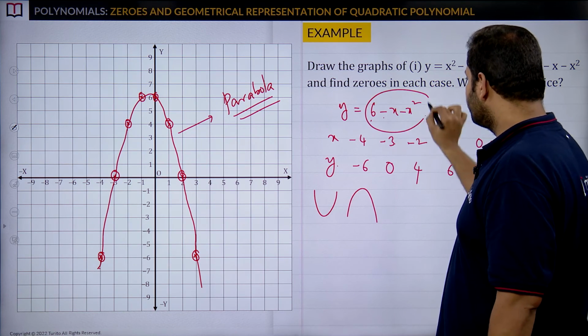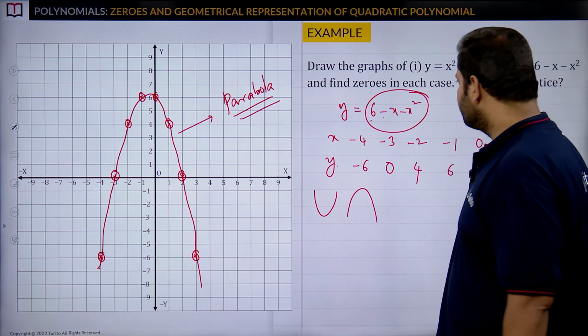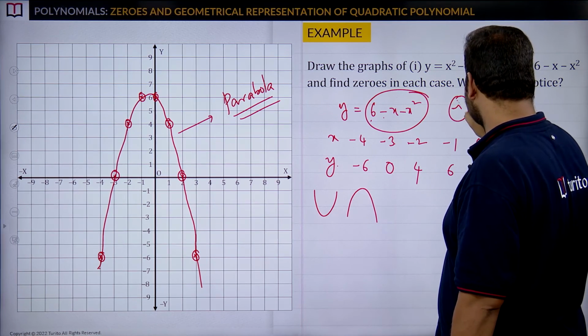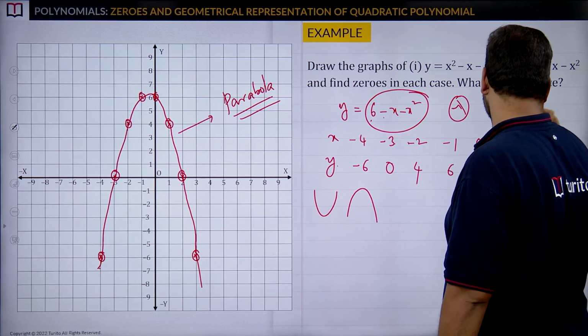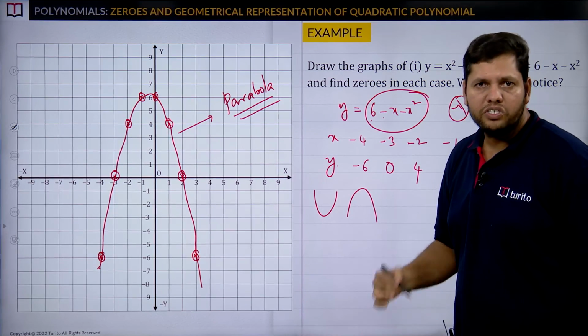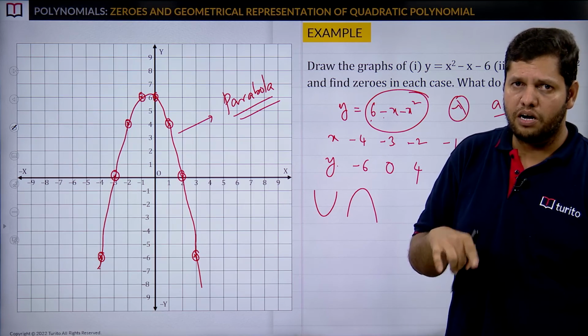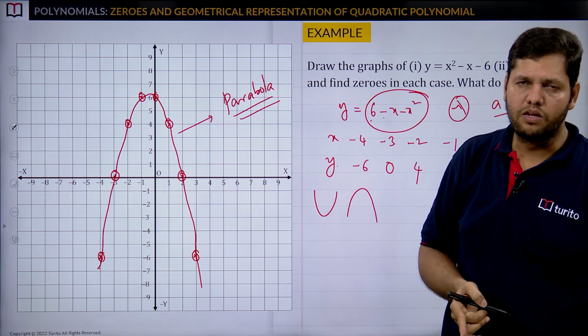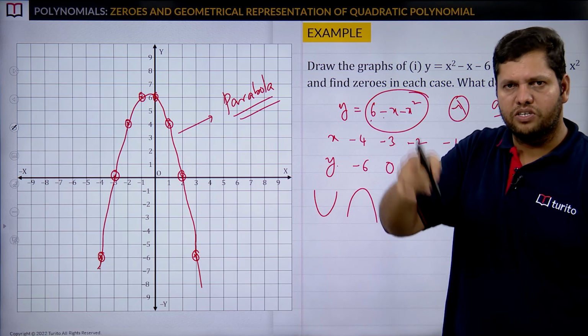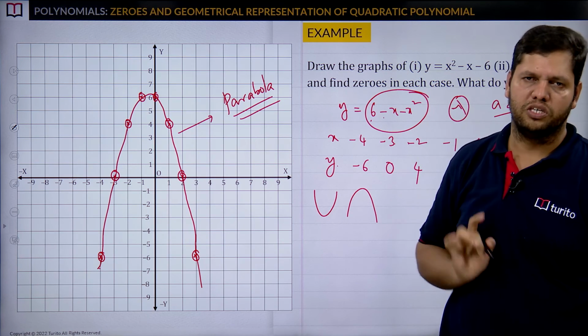But children, can you tell me why we got this downward direction? Because of the x square coefficient. Here the x square coefficient is what, children? It is minus 1. So minus 1 is less than 0. So x square coefficient less than 0 means you will get a parabola with a downward shape. Greater than 0 means it is an upward shape, less than 0 means it is a downward shape.